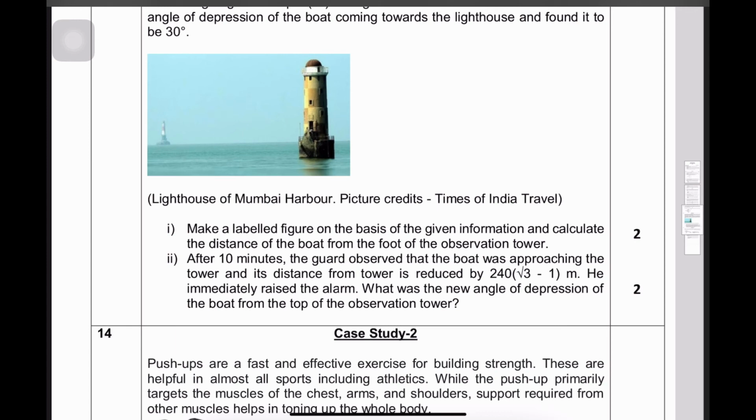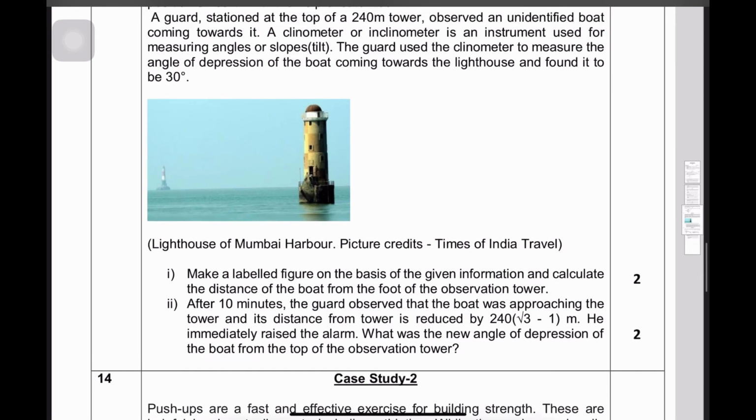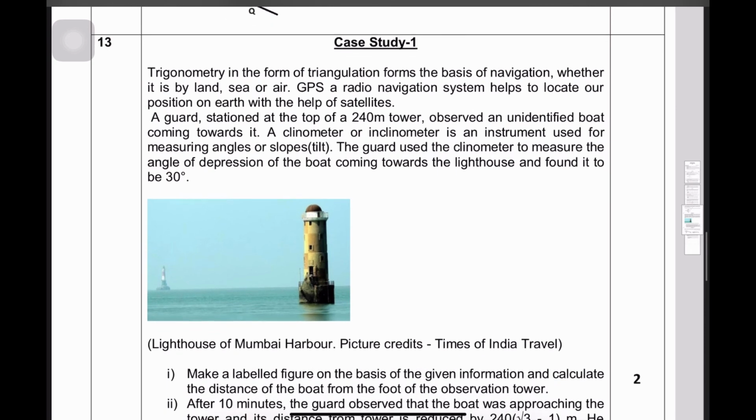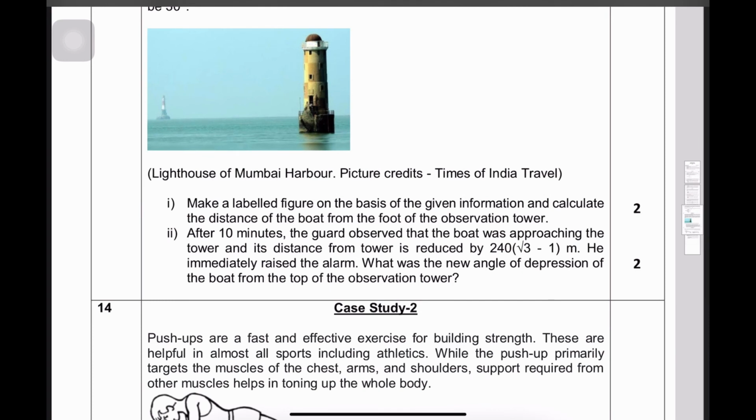Lighthouse of Mumbai Harbour, picture credits, Times of India Travel. So this is the lighthouse. The guard is stationed at the top of this 240-meter tower and is observing an unidentified boat which is coming from the other side, towards it. So make a labeled figure on the basis of the given information and calculate the distance of the boat from the foot of the observation tower.